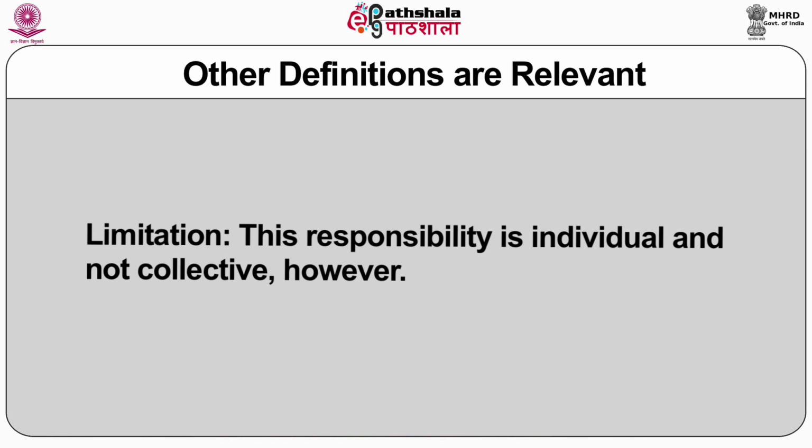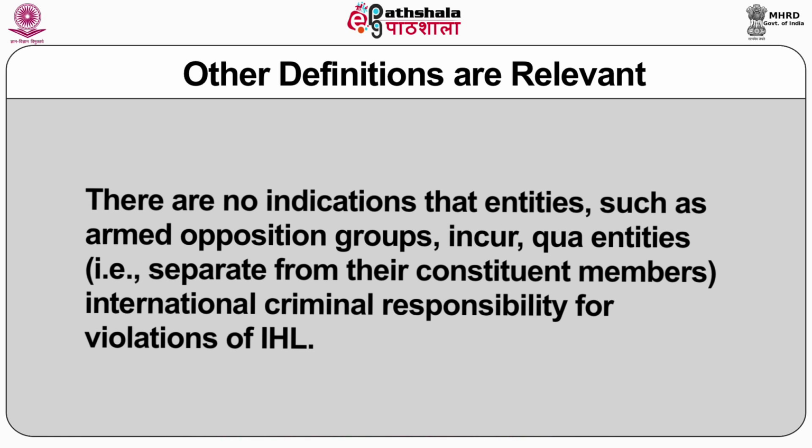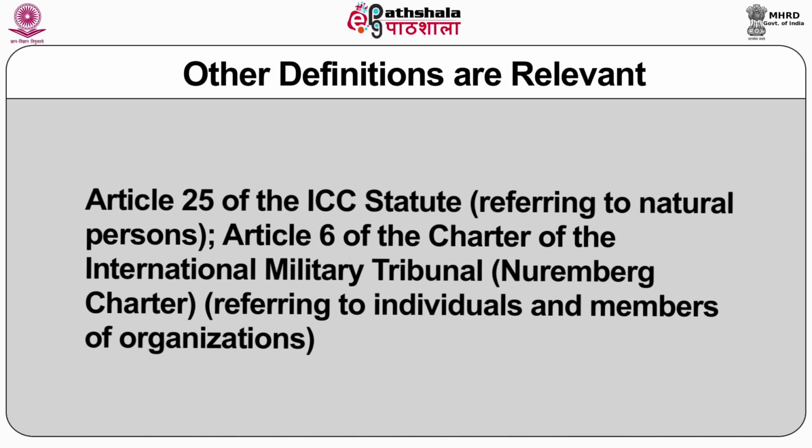It also has a limitation. This responsibility is individual and not collective in this theory. There are no indications that entities such as armed opposition groups incur, qua entities, that is separate from their constituent members, international criminal responsibility for the violations of international humanitarian law. Article 25 of the ICC Statute refers to natural persons, and Article 6 of the Charter of the International Military Tribunal, the Nuremberg Charter, refers to individuals and members of organizations.